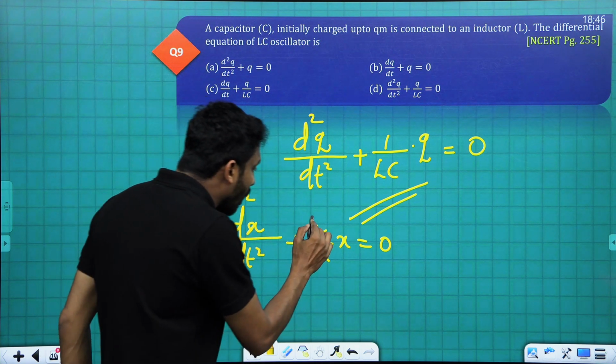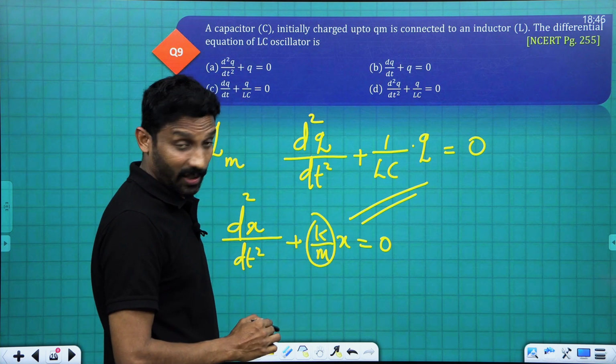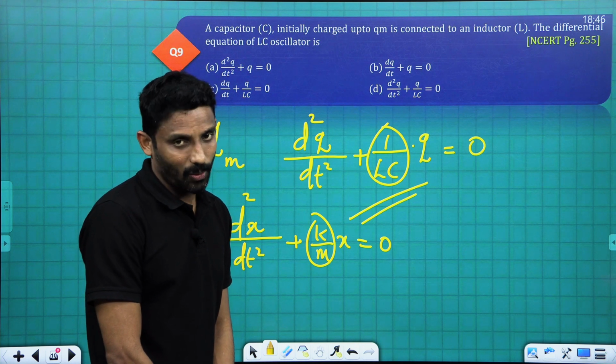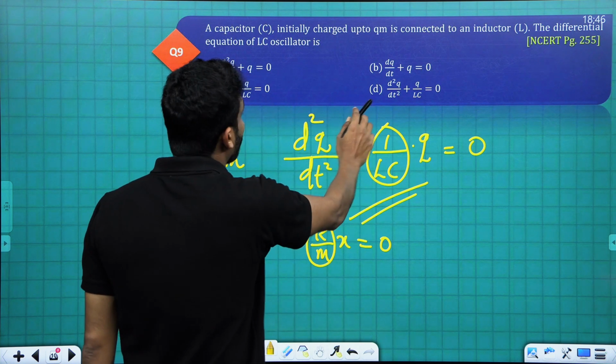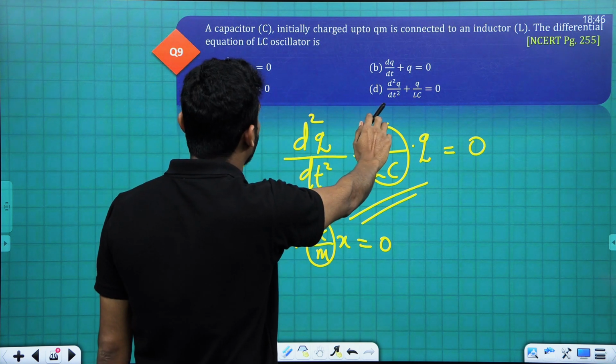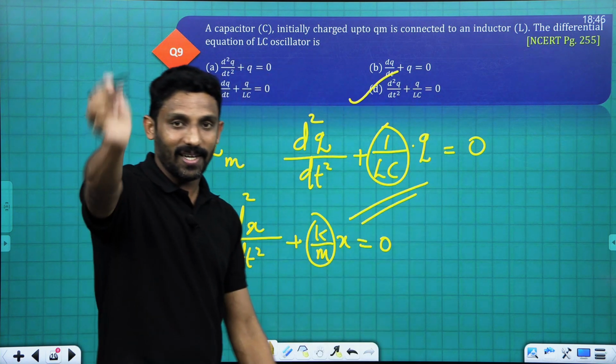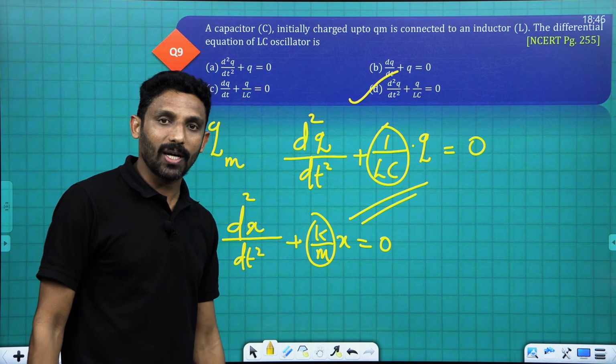Now this term k by m is omega square there, and here the term omega square is 1 by LC. Now we have the option here, d square q by dt square plus q divided by LC is equal to 0. Answer option D. Very direct question. Good.